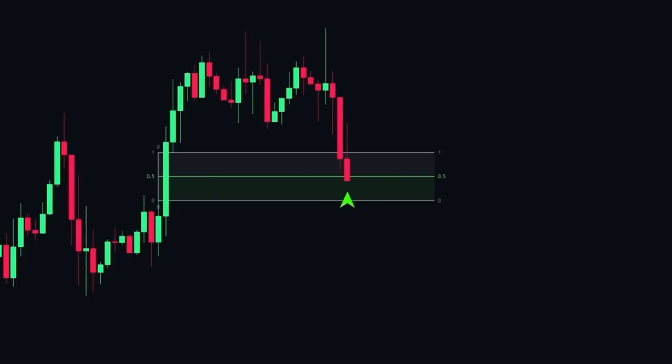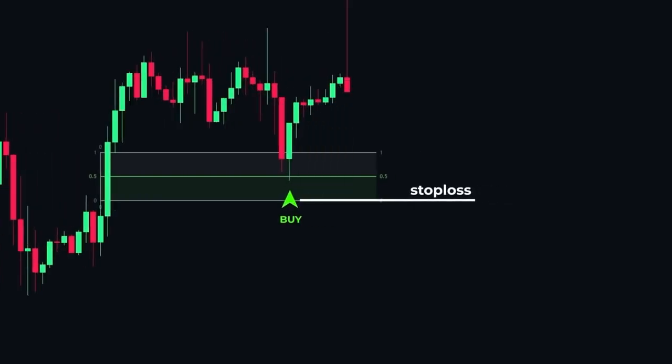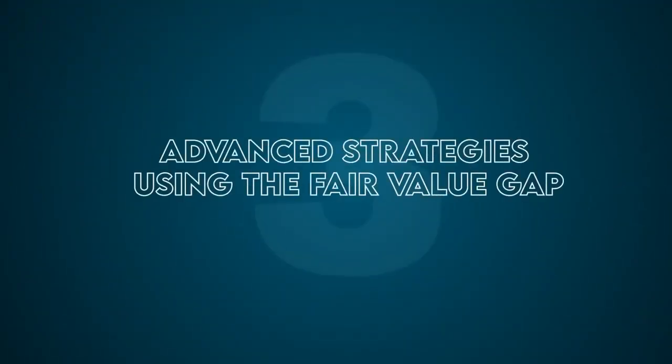Once it does, you're good to enter the trade, so you open a buy position. And as for your stop loss, set it at the break of the fair value gap or the point of invalidation.